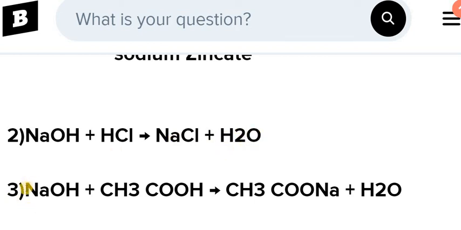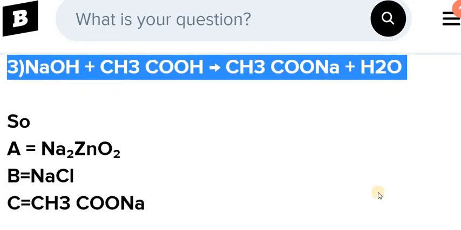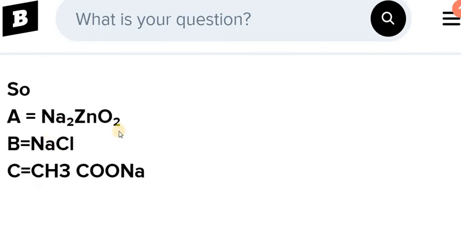The third reaction is from the fourth chapter, carbon and its compounds: NaOH plus CH3COOH. NaOH, sodium hydroxide, reacts with acetic acid, or you can say ethanoic acid. Then CH3COONa is formed, and along with that water is released. So A is Na2ZnO2, B is NaCl, C is CH3COONa, and X is NaOH.